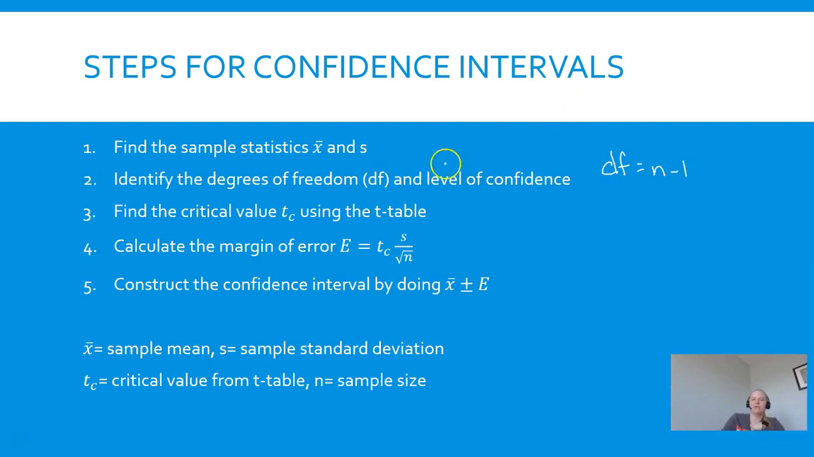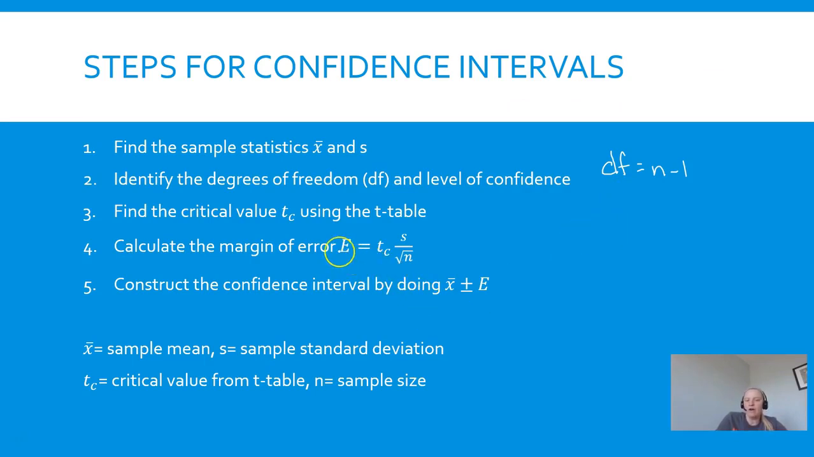The critical value t sub c is going to come from the t table. So I'm going to give you a t table. When we did z-scores, I gave you the z-scores for 90, 95, and 99. But we're going to have to use the t table here because it's different based on what the degrees of freedom are. So we'll look at how to use the t table.